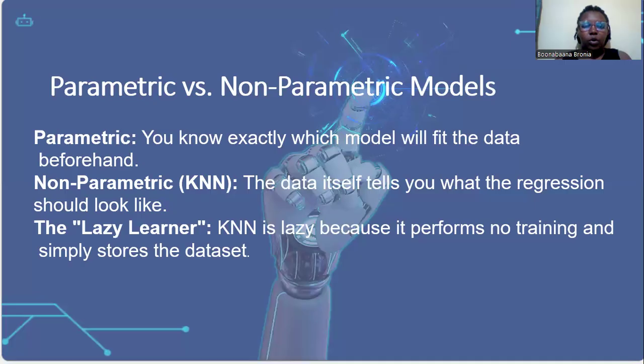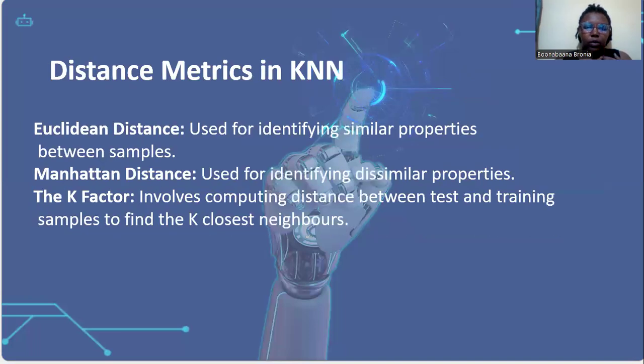And for non-parametric or k-nearest neighbor, the data itself tells you what the regression should look like. So the model, this is unsupervised learning in short, because here the model is just guessing, clustering features of different images, putting them together to come up with a complete model that does it. It's more of a lazy learner because it performs no training and simply stores the data set.